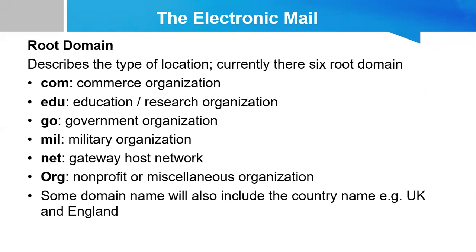There is COM, which is abbreviated for commercial organization. There is EDU, abbreviated for education or research organization. There is GOV, abbreviated for government organization. There is MIL, abbreviated for military organization. There is NET, the abbreviation for gateway host network. There's ORG, abbreviation for non-profit or miscellaneous organizations. So all these are some of the typical root domains which describe the type of location of the email.